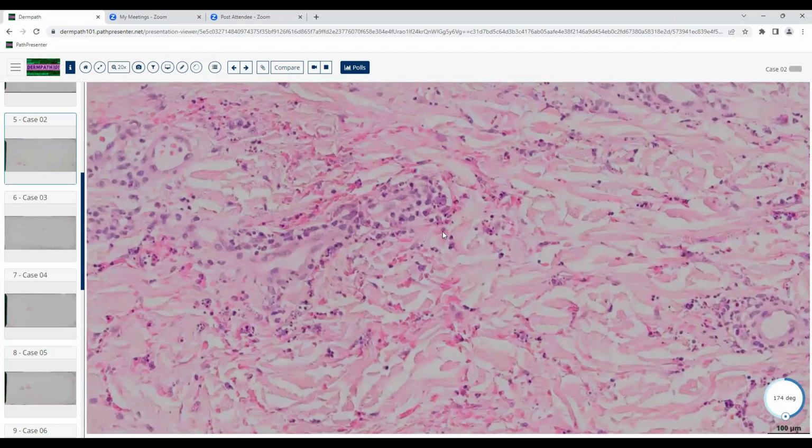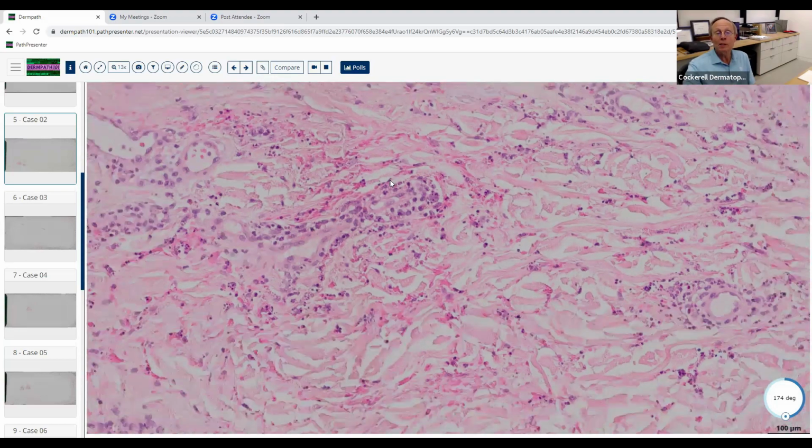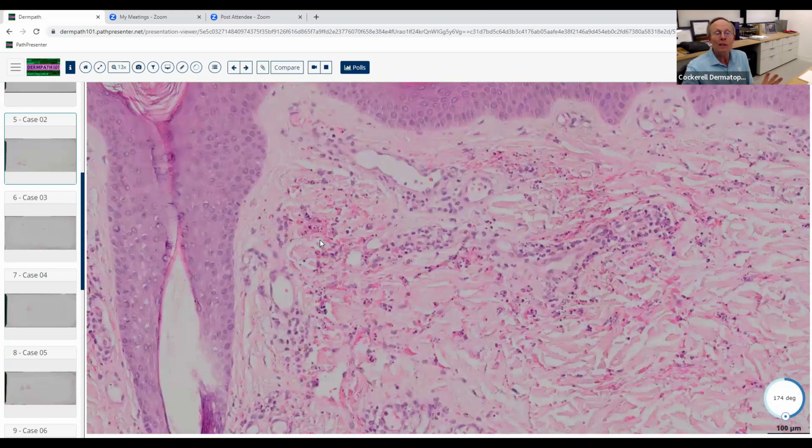Well, it's early evolving leukocytoclastic vasculitis, which clinically can look urticarial, or it can also look like petechiae, or a little early palpable purpuric lesion. So if you see urticarial vasculitis, this is what it looks like. This could be that, but this is what you also see in the early stages of leukocytoclastic vasculitis. So lots of nuclear dust.